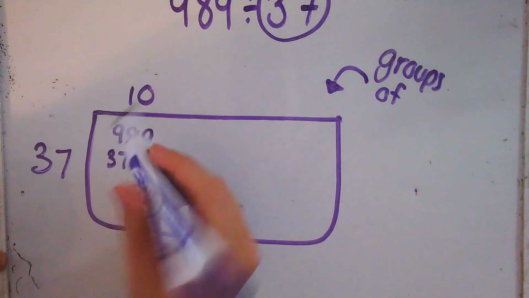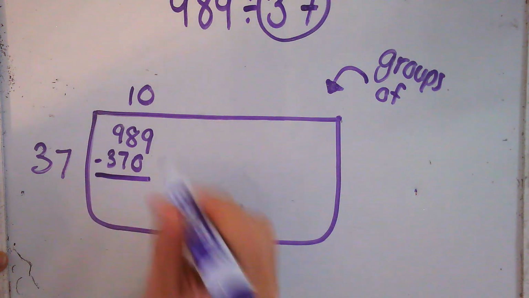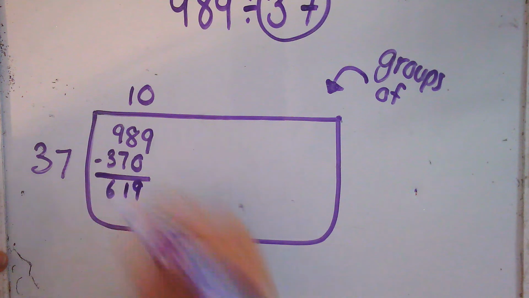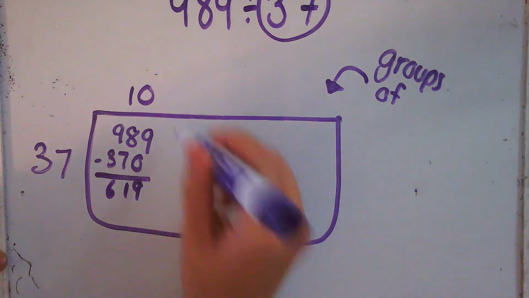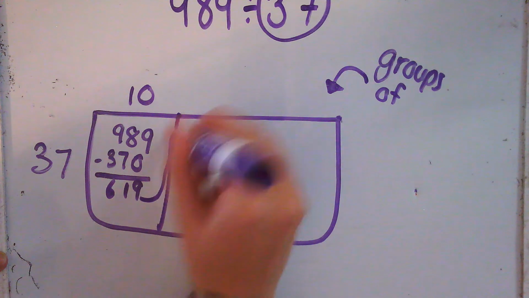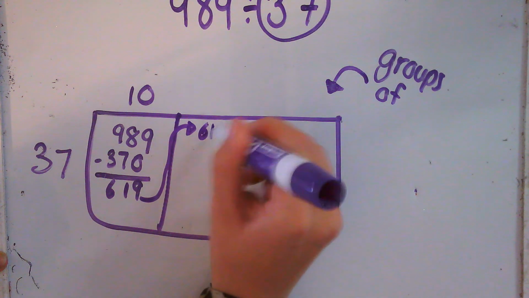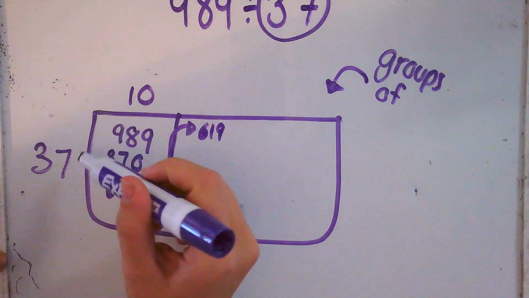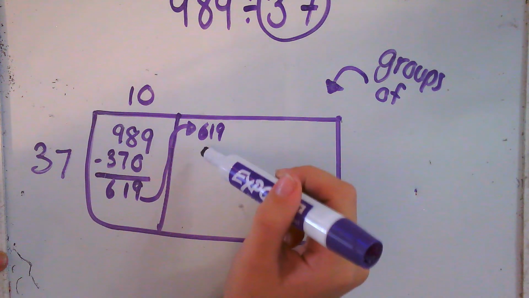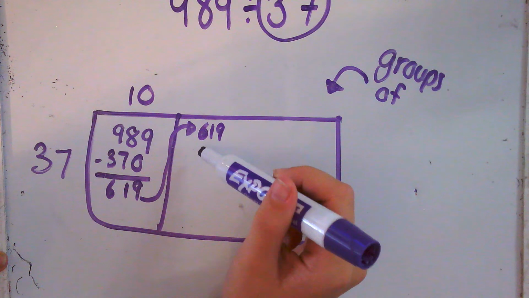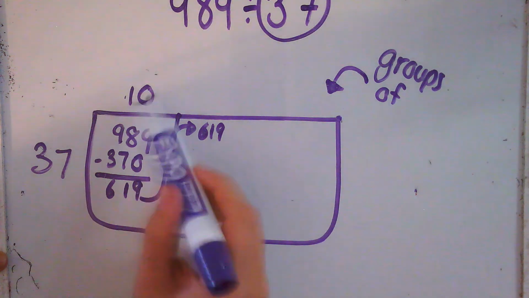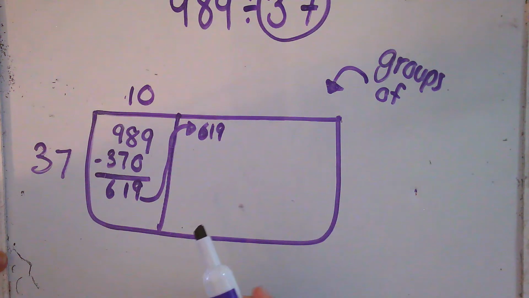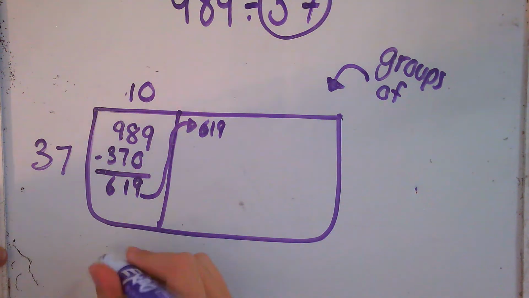If you said we need to figure out what the difference is, then you are correct. 9 minus 0 is 9. 8 minus 7 is 1. 9 minus 3 is 6. We are left with 619. We're going to take that 619 and bring it up here because that's what's left. Now, how many groups of 37 can fit into 619? Well, I already know that if I take out 10 groups of 37, that gives me 370. What if I did 20 groups of 37? Let's see if we can figure that out down here.